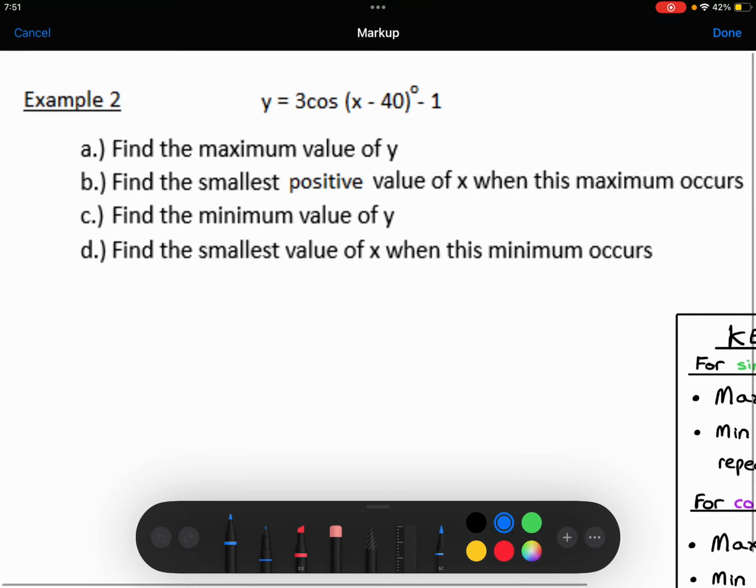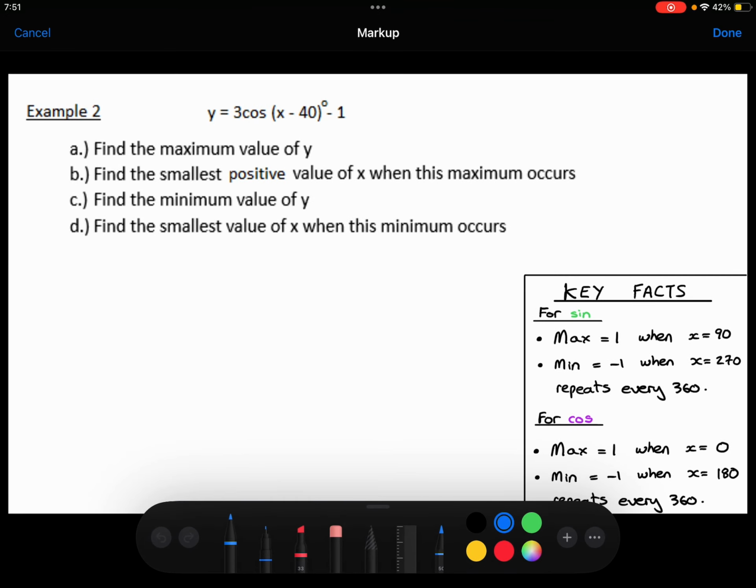Second example, we've now got the trigonometric function of y equals 3 cos (x minus 40) minus 1. We want to find the maximum value for part A. So we know the maximum value of cos is going to be 1. So we've got 3 times 1 minus 1 is 2. So the maximum value of this trigonometric function is going to be 2. And we know that that is going to happen when the inside here is equal to 0. So x minus 40 is going to equal 0. So x is going to be 40. So we have a maximum turning point of coordinate (40, 2).